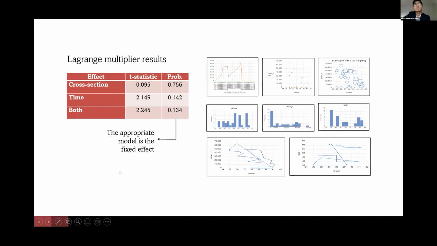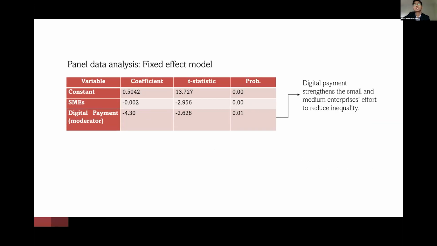So before we test the fixed effect model in panel data, actually we ran many tests, for example, the Chow test and the Hausman test. And when it comes to the Lagrange multiplier results, the result is appropriate for fixed effect. So this is our result using the fixed effect model. If you see the probability, especially for digital payment as the moderating variable, it shows that digital payment strengthens the small and medium enterprises' effort to reduce inequality.